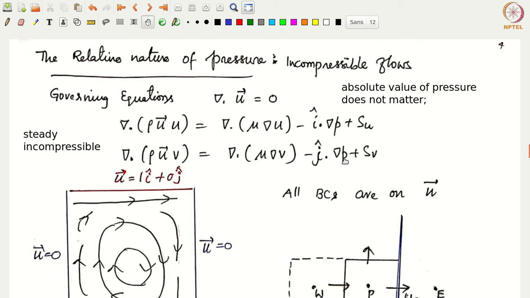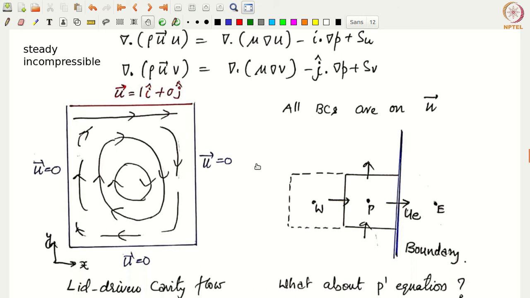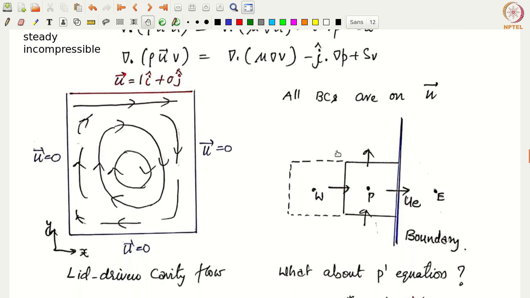Because you don't have an equation of state or something that can introduce the absolute value of pressure into the system, it's only the gradient that matters. But okay, that is fine when we state it theoretically. Let us see why we say that the gradient is the one that matters, not the absolute value, by using a couple of examples and also by analyzing some of the boundary conditions.